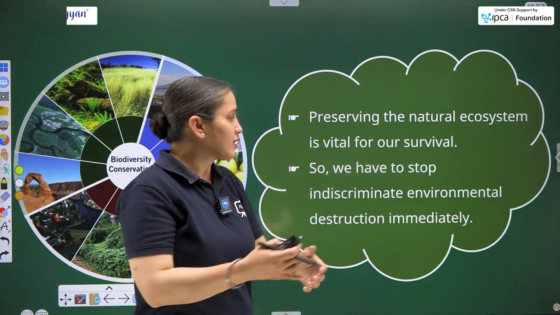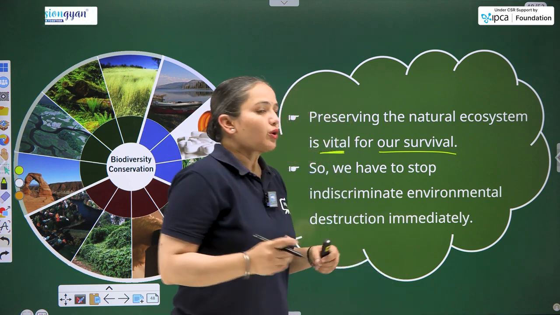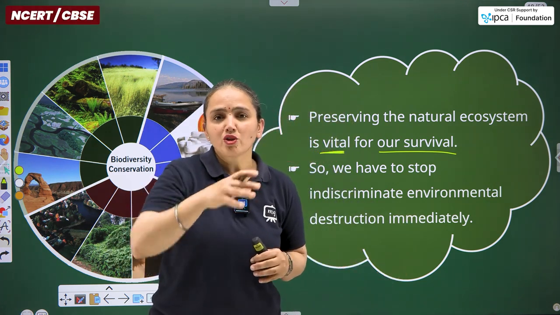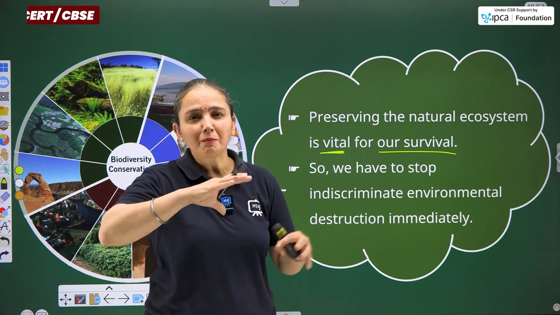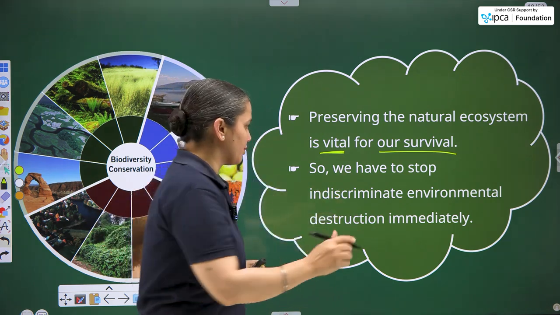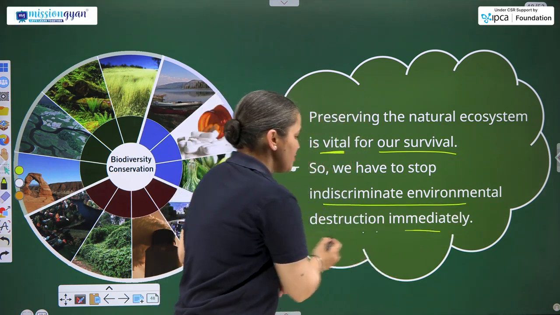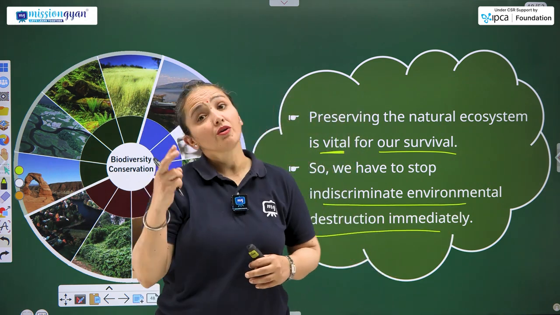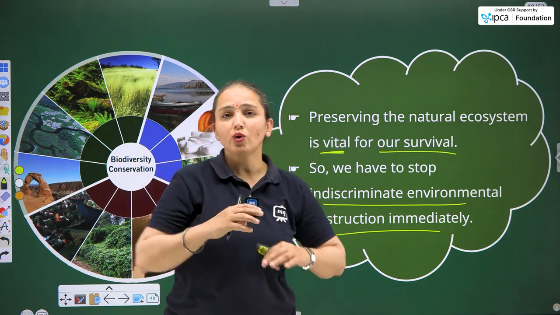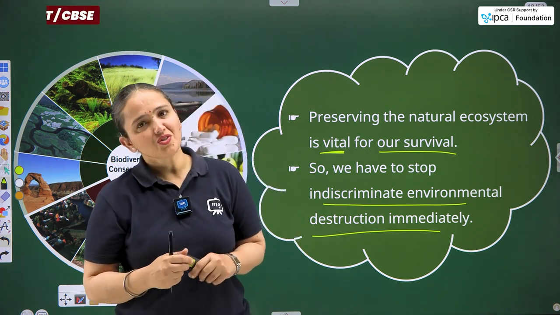Preserving the natural ecosystem is vital, very important for our survival, because we are one of the prime factors that is to be worst affected by the complete imbalance in the ecosystem. So, we have to stop indiscriminate environmental destruction immediately. We should not pollute the environment. We should stop deforestation. And in the name of development, whatever destruction is being done by humankind should be stopped with immediate effect.